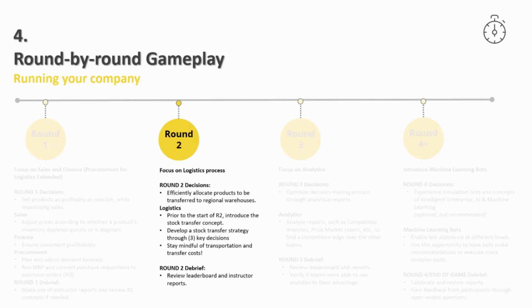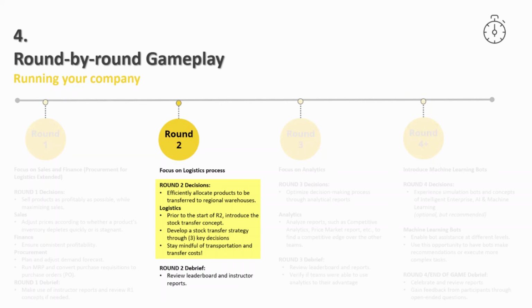Round 2 gameplay. Logistics. We'll now move forward to what happens in round 2 and what your participants will focus on in a typical session. Round 2 decisions. Round 2 focuses on the logistics process on top of the round 1 processes. The objective of round 2 is to maximize sales by efficiently allocating products that are to be transferred to different regional warehouses. Essentially, teams will take advantage of market preferences, meaning which product sells best in which region.